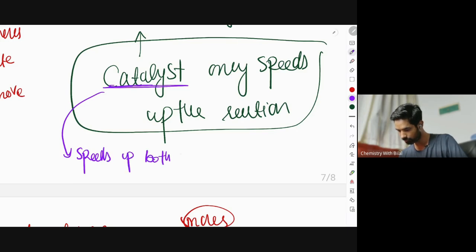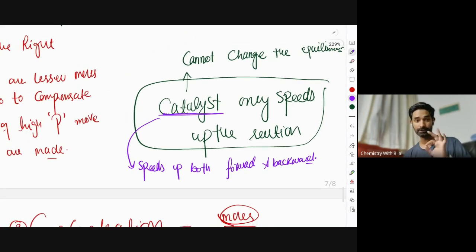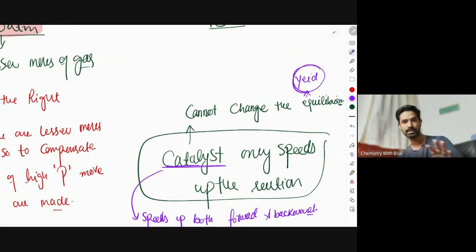it speeds up both forward and backward. ऐसा नहीं है कि सिर्फ फॉरवर्ड को ही स्पीड अप करेगा. It speeds up the reaction, whether it is going in the forward direction or in the backward direction. But it cannot alter the yield. It cannot alter the equilibrium, which means it cannot change the yield. ये किसी चीज की amount को change नहीं कर सकता.